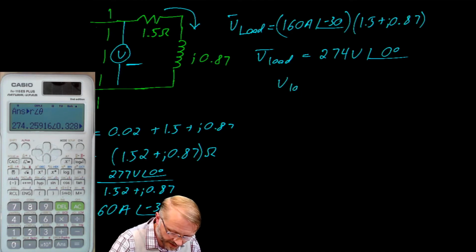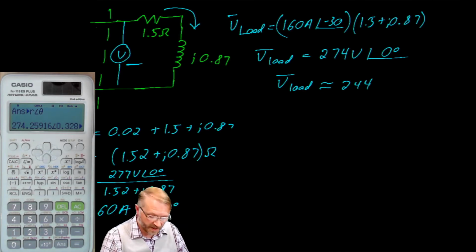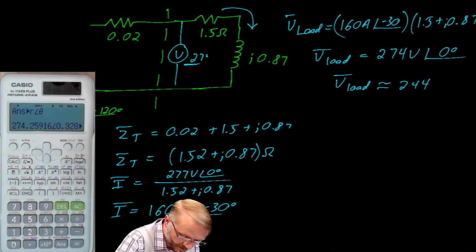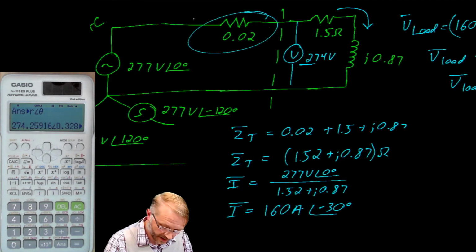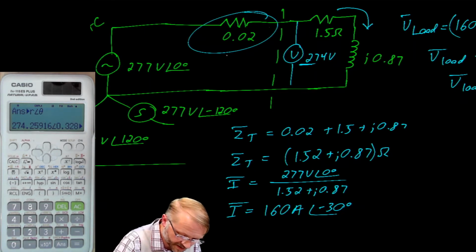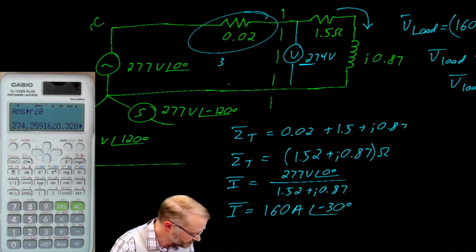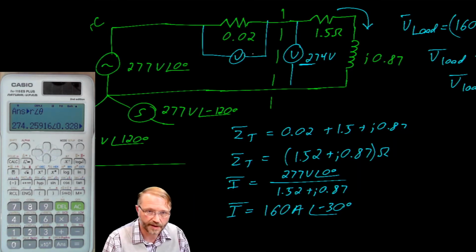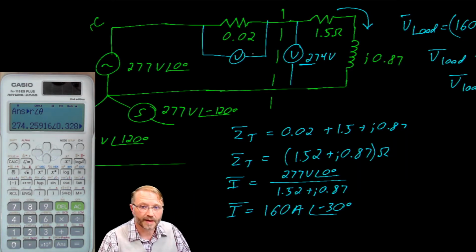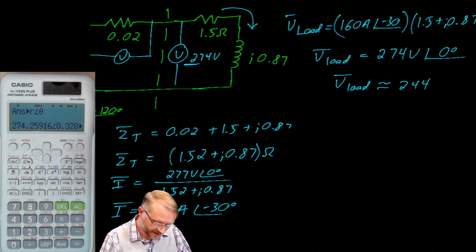So the voltage on the load can be approximated as 274 volts, which means that this piece right here, we lost a couple of volts across that. So about 3 volts was dropped across that resistor. Again, that resistor represents the wire that's in the circuit. All right, that was the hard way. Let's do the easy way.